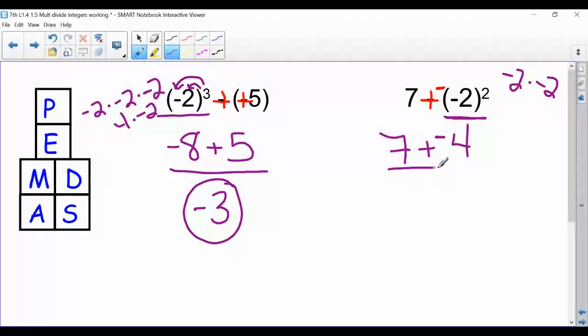So our problem now says 7 plus -4. Different signs, find the difference. So 7 minus 4 is 3. Answer gets the sign of the larger value. So our answer is +3.